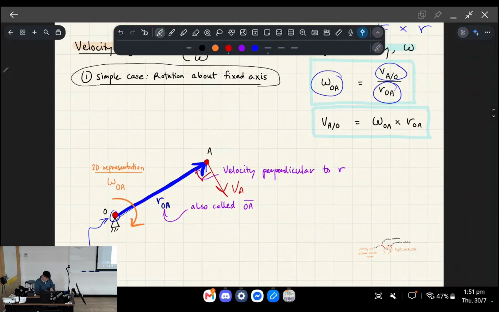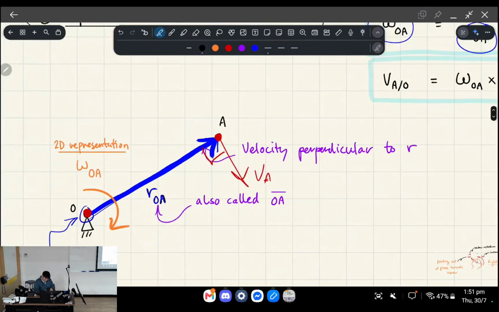The other thing is to pay attention to all these subscripts. The lever arm, we're projecting from O to A. The angular velocity, we're doing the same thing, so O and A, which is saying it's rotating about O, and we're concentrating on A. It's rotating about O, which is the most important part.